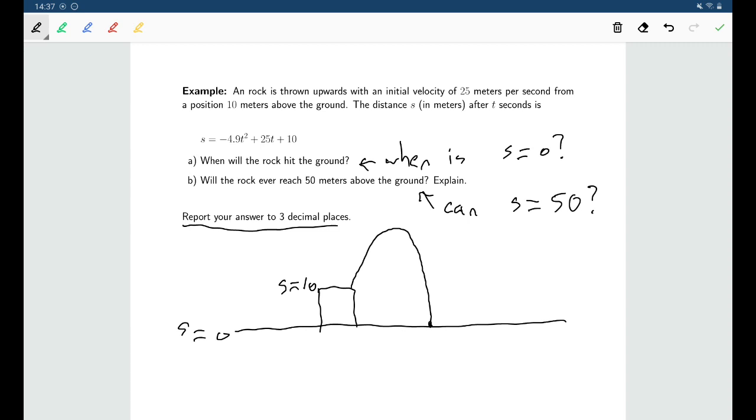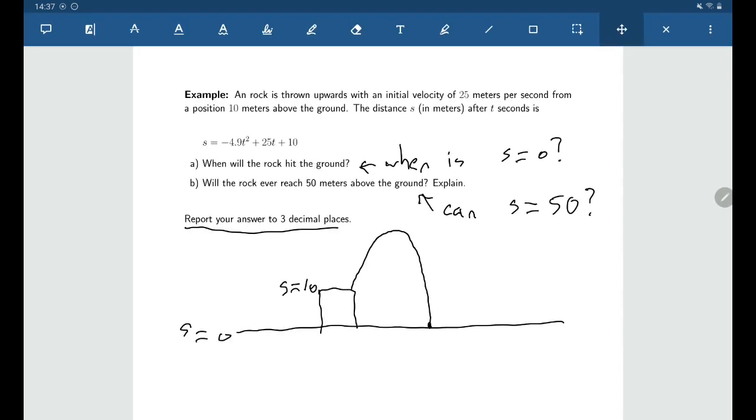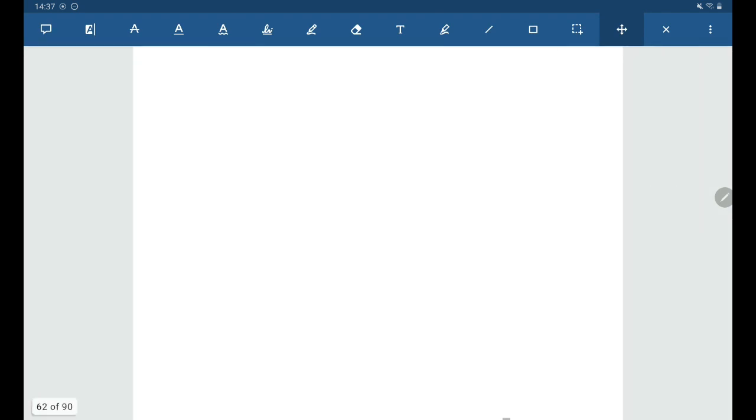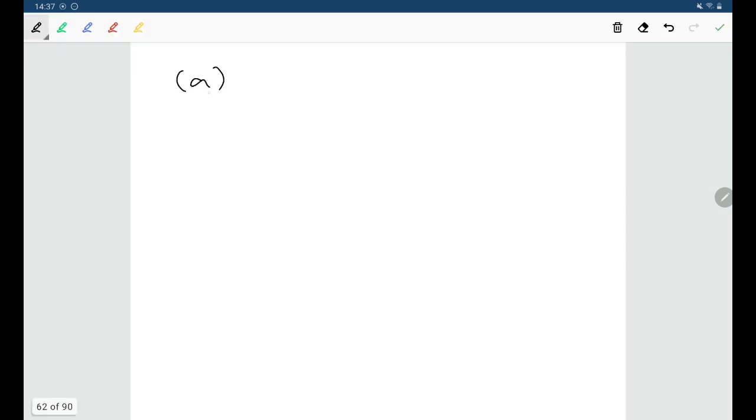So we want to know, for part A, when will the rock hit the ground? Or in other words, when is position S equal to 0? So that's what we'll do. We'll put in 0 for S and solve for T. So we've put in 0 for S.